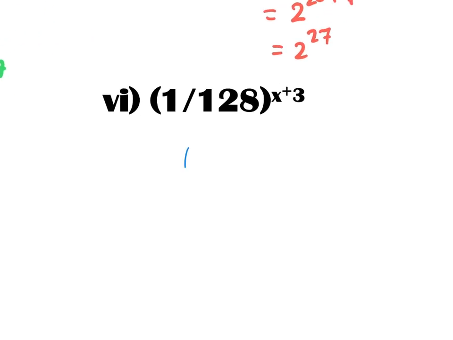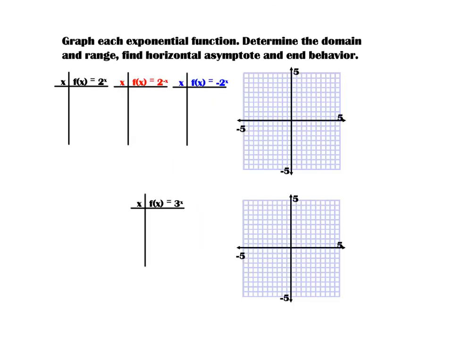Well, that's going to be equivalent to 1 over 2 to the 7th to the x plus 3, which is equivalent to 2 to the negative 7th times x plus 3, which is very similar to the previous problem. And that would be it. All right, so that's just a rundown of some of our properties of exponents that should be helpful as we go through this chapter. Let's continue.